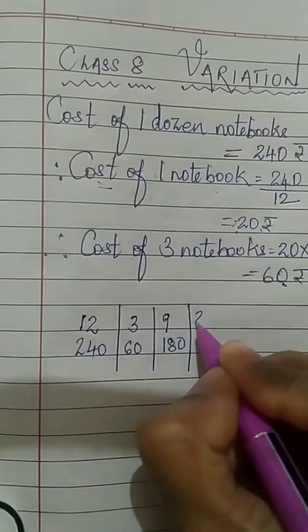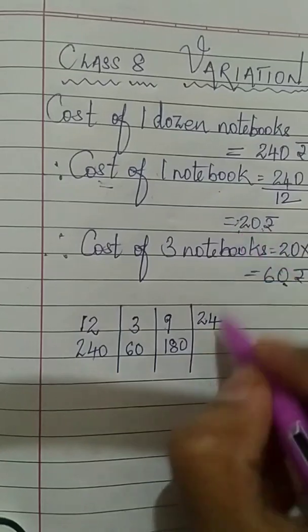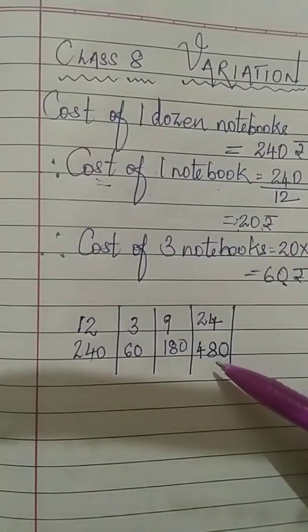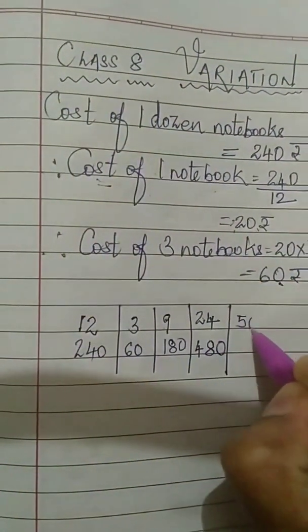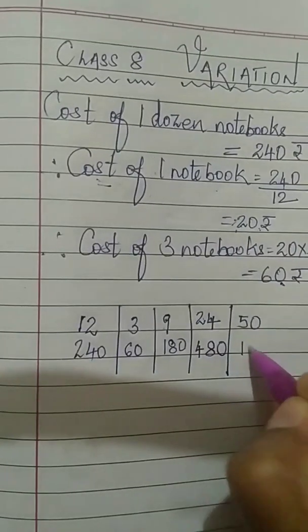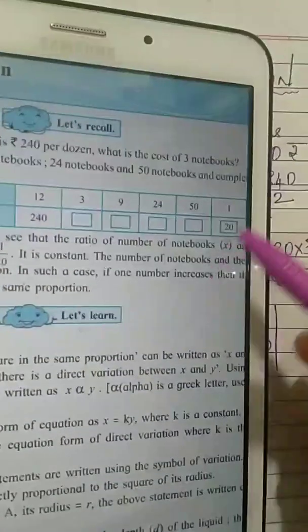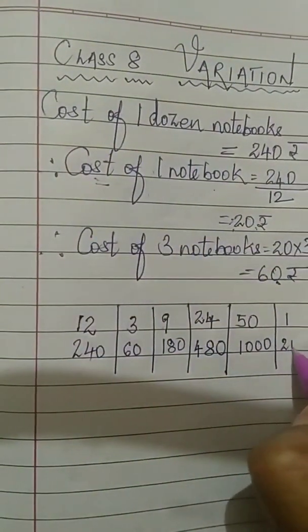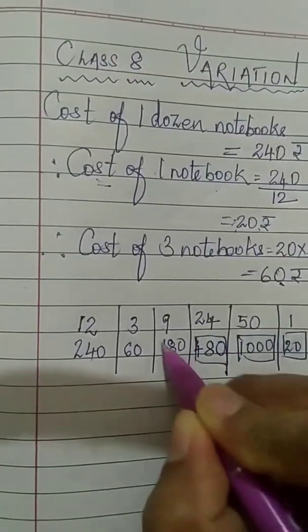Next they are asking 24 notebooks. 1 notebook 20. 24 twos are 48 and 0. 24 notebooks will cost 480 rupees. Now, next question is 50 notebooks. 50 notebooks will cost 50 into 20, 5 twos are 10 and 2 zeros, 1000 rupees. For 1 notebook we got 20 rupees. 1 notebook 20 rupees. So, this box is already given. So, similarly, these will be the answers, right?